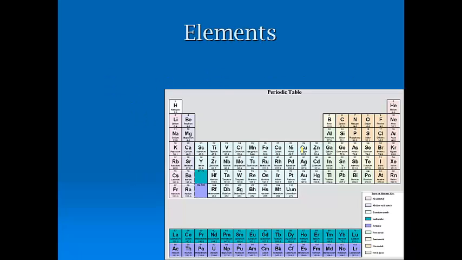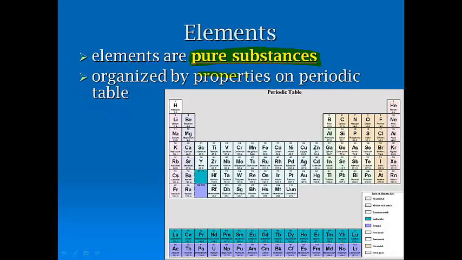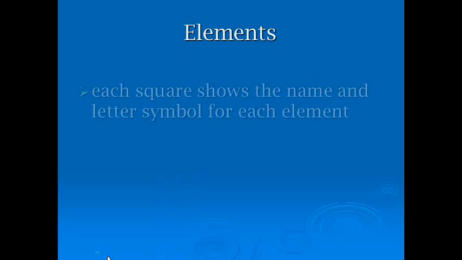Alright, first off, all elements, as we've already talked about, are pure substances, and that simply means that all of the substance has the same composition and the same properties throughout the entire thing. Okay, so they're uniform. And they're organized by these properties on the periodic table. There is a very specific shape to the periodic table, and everything has a purpose. It's been constructed by humans and scientists as they discover the properties. So there's a method to the madness, so to speak.